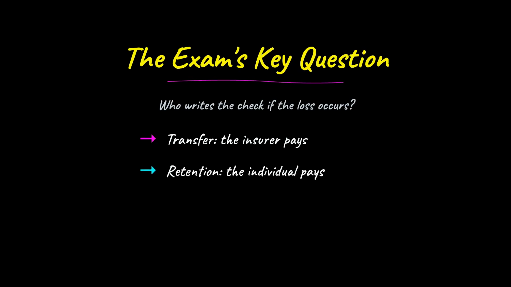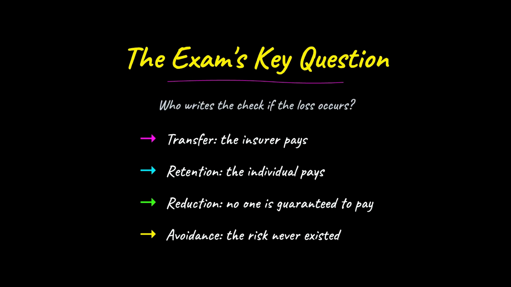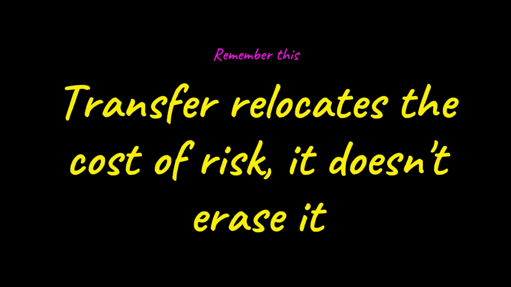The separating question is simple. Who pays if the loss happens? Under transfer, the insurer pays. Under retention, the individual pays. And under reduction, the loss is merely less likely, with no one arranged to cover it. Watch for the phrase, shifting the financial consequences of a loss to an insurer for a premium. That's transfer. And buying insurance is its textbook example. Transfer doesn't erase risk. It relocates the cost of it. And that relocation is exactly what an insurance policy sells.